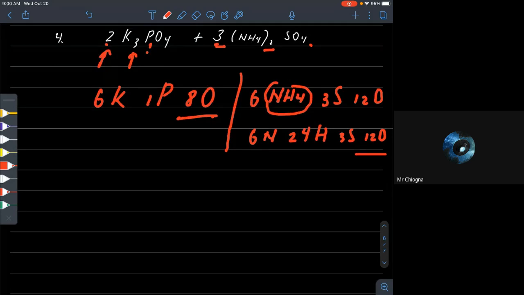Got a question? PO4 is a polyatomic. Yeah, you could write 2 PO4 if you want. This should be 2, by the way. I know what you're thinking, Ray. You could just write 2 PO4 and then multiply through. You could do that as well. I kind of skipped that step and went all the way through.